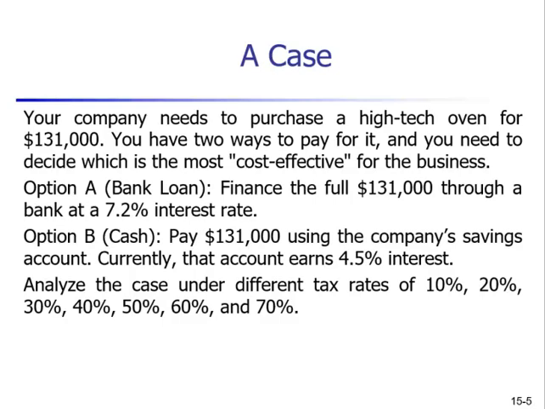Here we have a case. Your company needs to purchase a high-tech oven for $131,000. You have two ways to pay for it, and you need to decide which is the most cost-effective for the business.